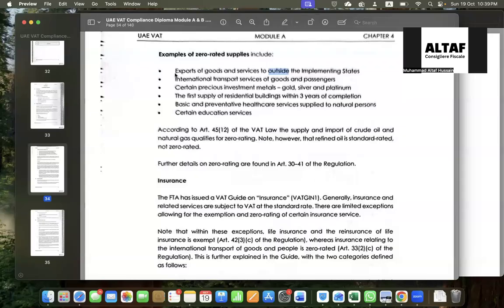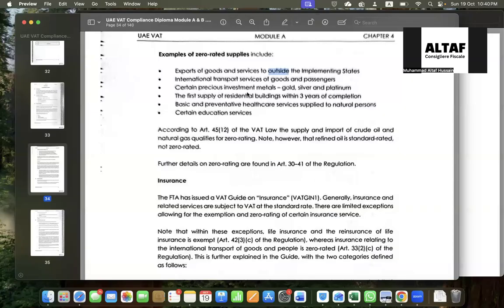Now, the first category was export outside implementing states. The second category is international transport services of goods and passengers. This is also one of the biggest examples of zero rated supply.